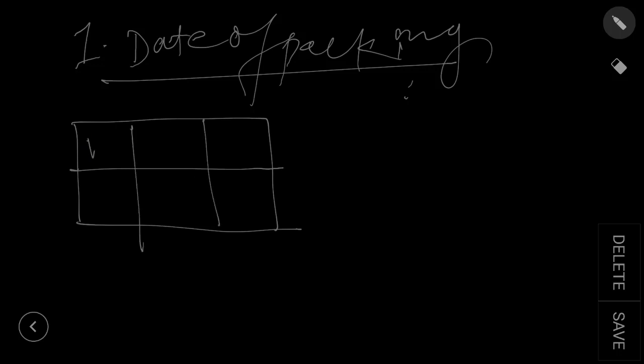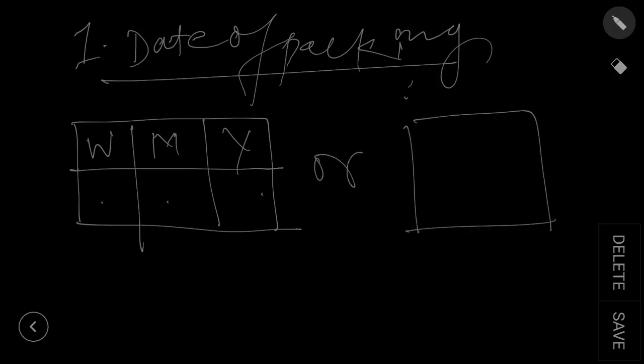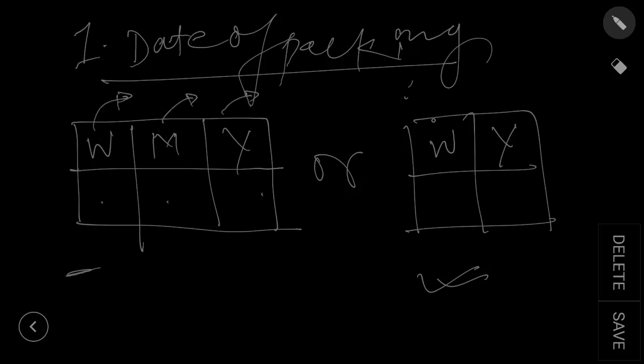So you have W, M, Y, and here are some values written, or somewhere it's written like this. This is common around the world, and the first is popular in India. What this means is week, month, and year. And here, similarly, only week and year are mentioned.